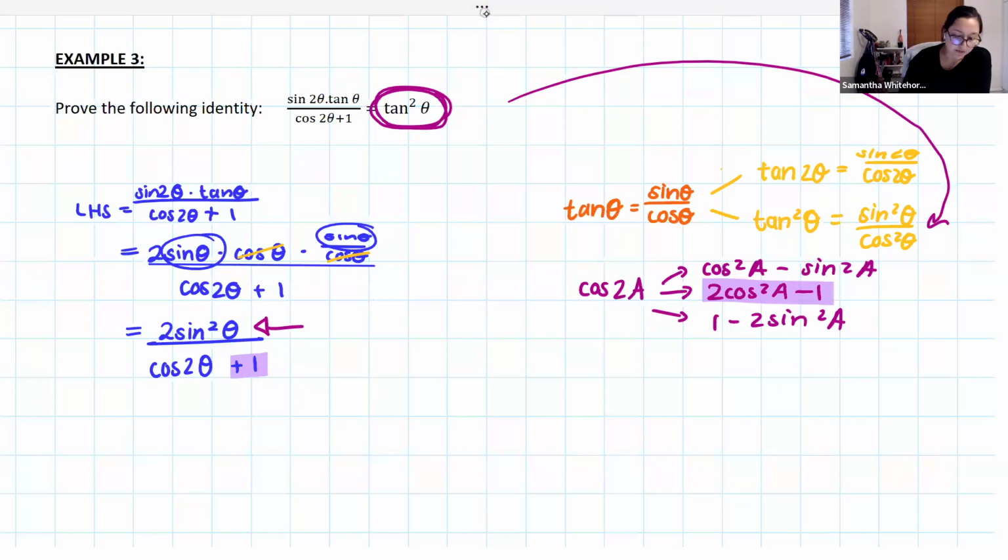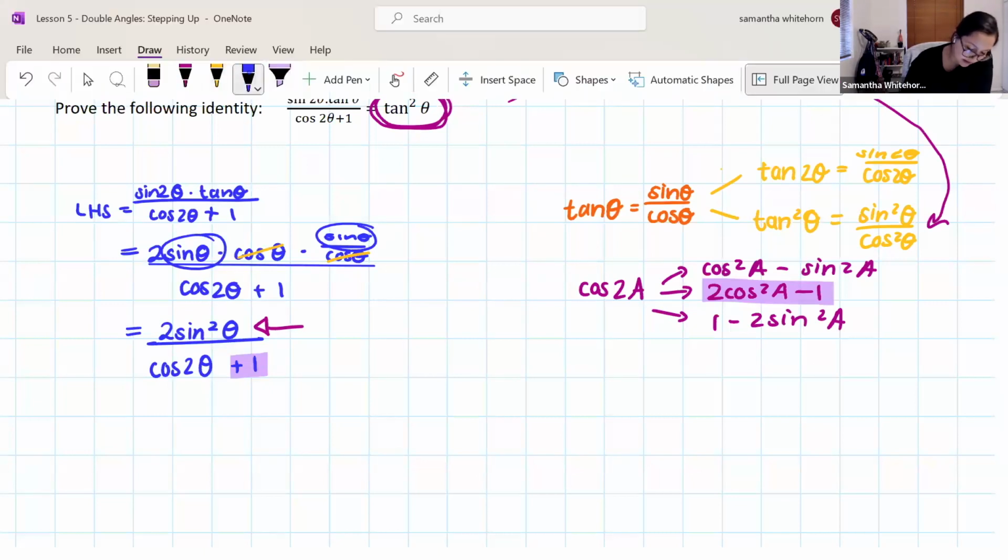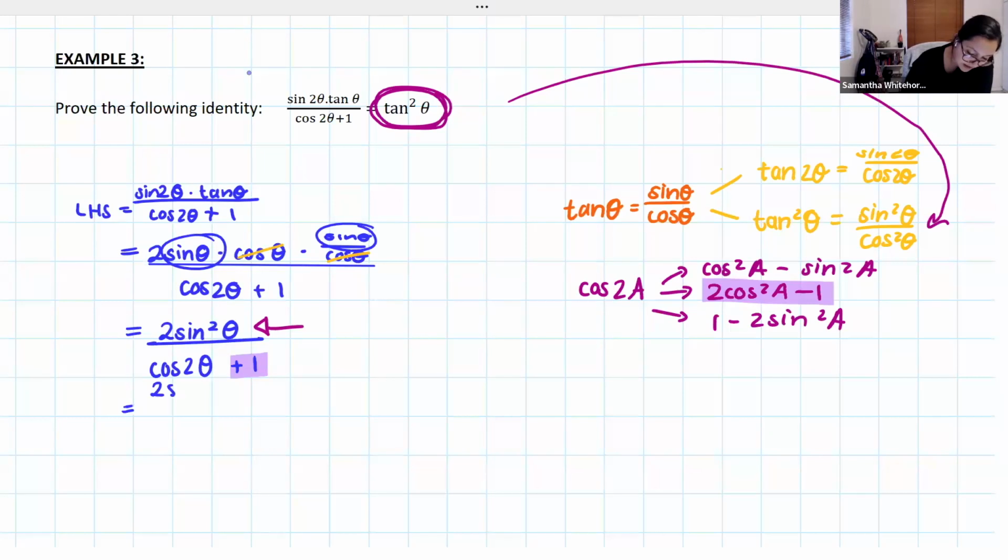In terms of my compound angle formulae. Sorry, it sounds like there's chaos happening outside. So the 2 sine squared theta I'm happy with. This cos 2 theta, I'm now going to change to 2 cos squared theta minus 1, that's the identity, and then I still have that plus 1. Additive inverse, that's gone. So I just have the 2 sine squared theta divided by 2 cos squared theta.